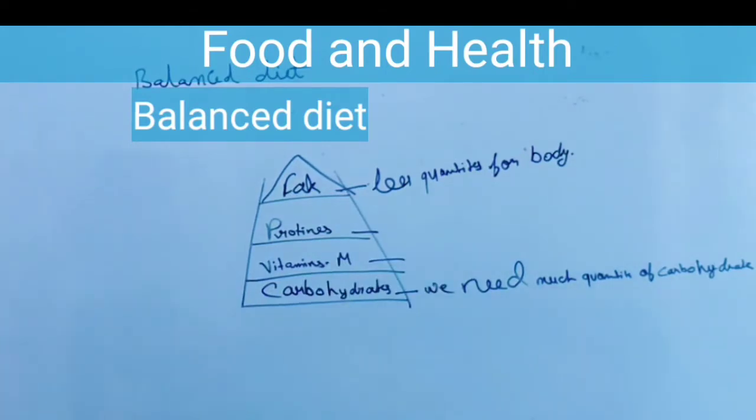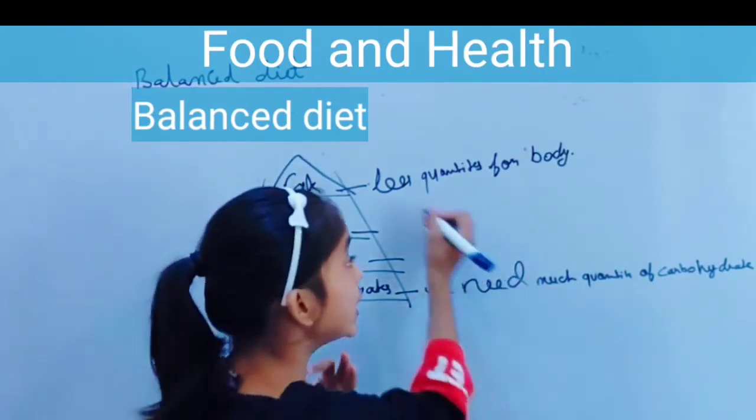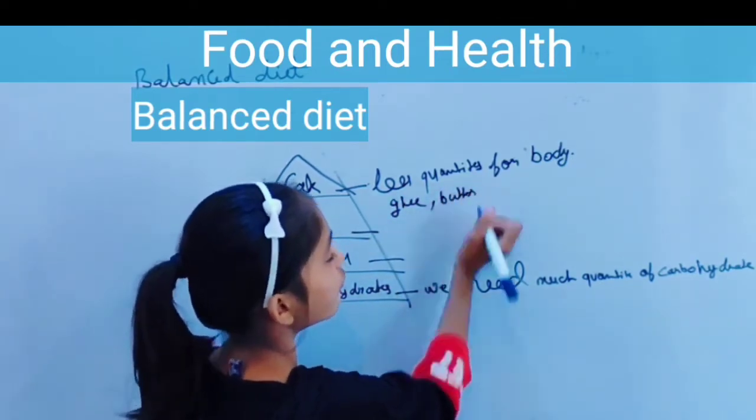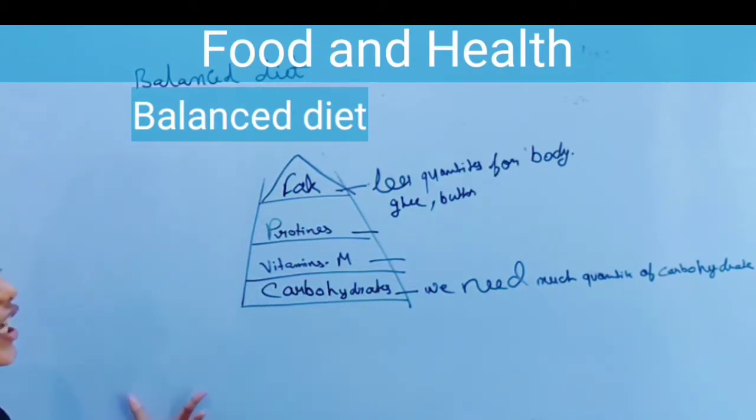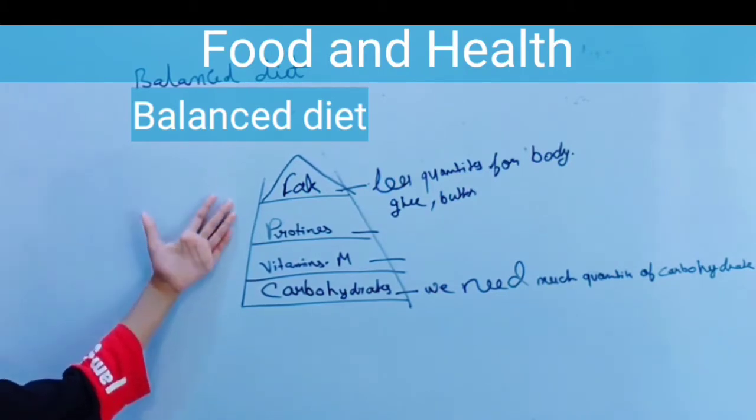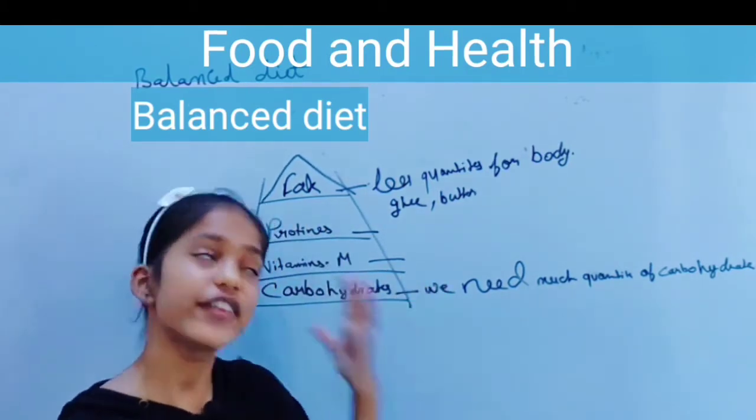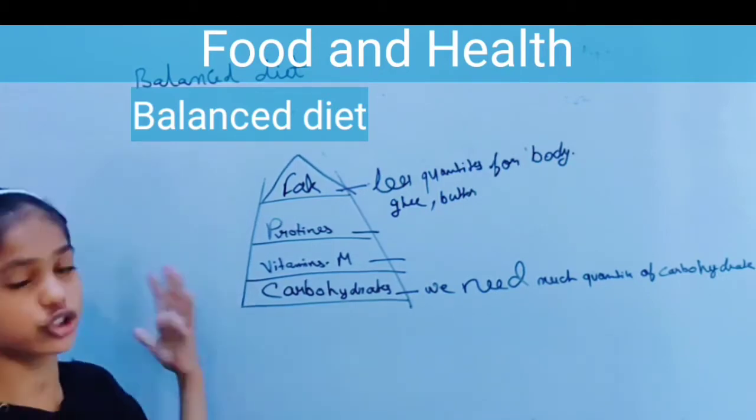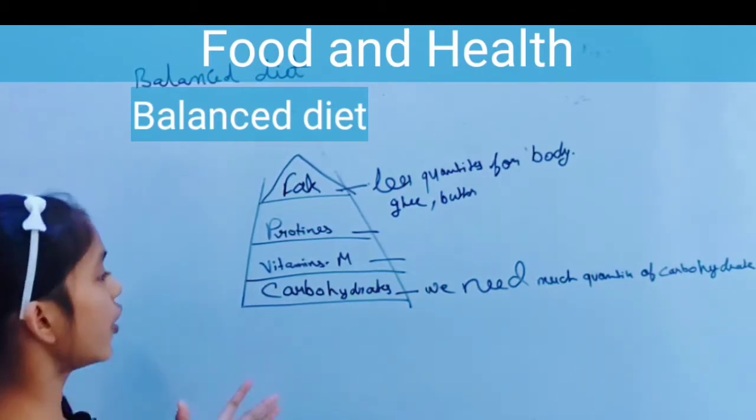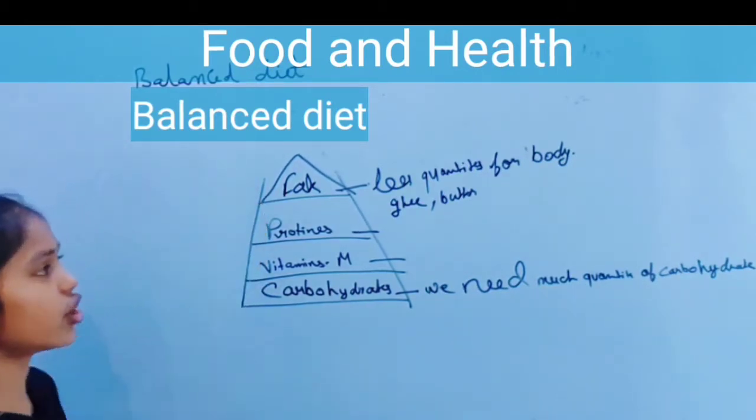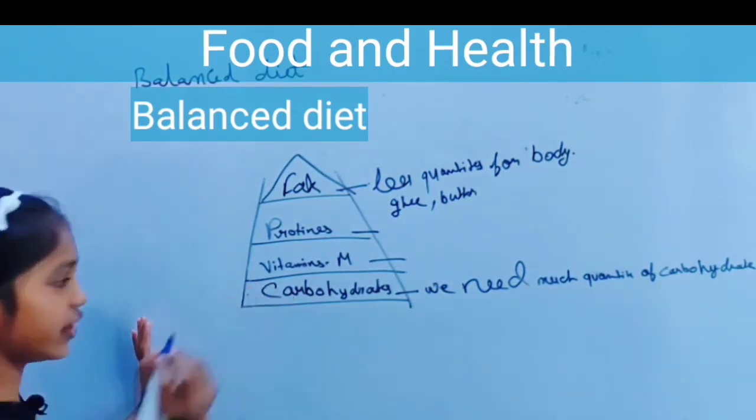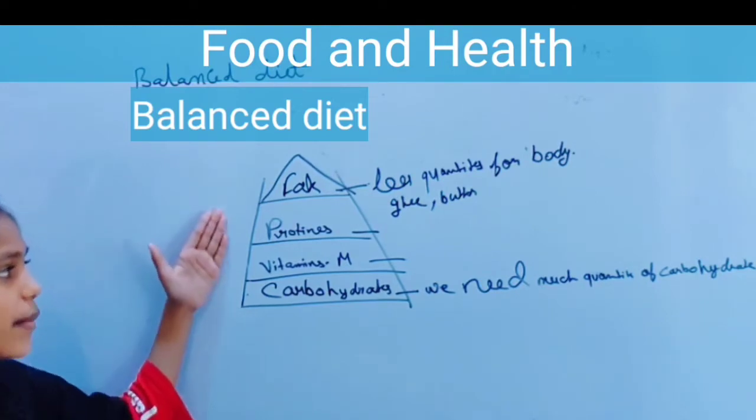That's why everybody tells us not to eat much quantities of ghee and butter, because they contain fats. Oil-like things contain fats. That's why we need a very less amount of fats, not in daily routine but sometimes. Fat is also required for our body but not in much quantities. That's why fat is at the very last point. Now I am going to tell you about each component of the balanced diet: carbohydrates, vitamins, protein and fats.